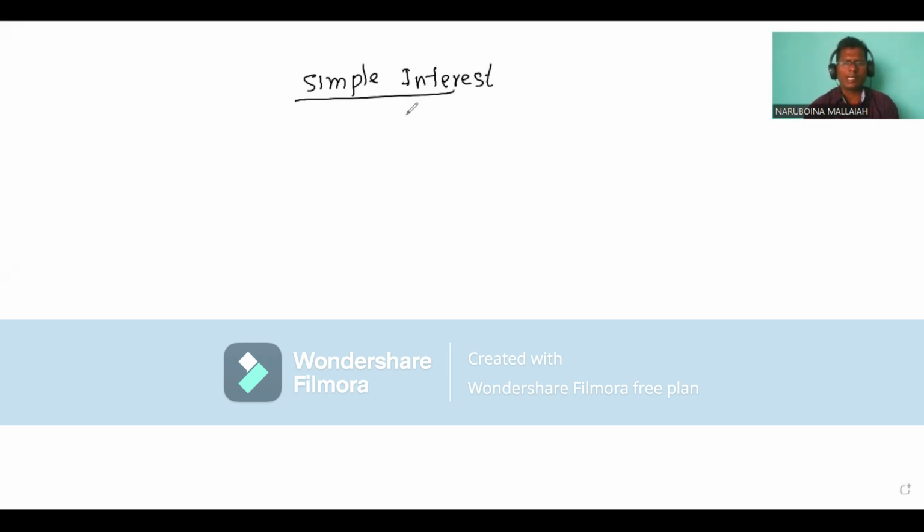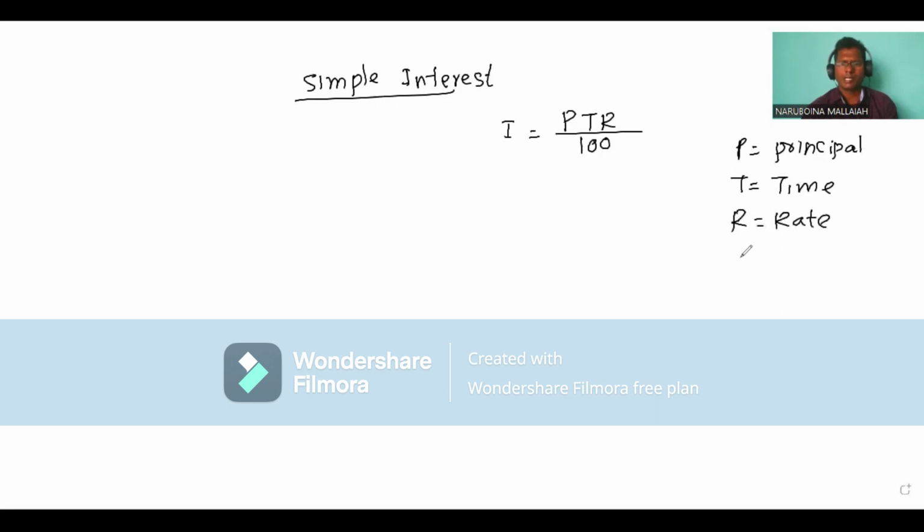Simple interest. To calculate simple interest, we use one simple formula, that is PTR by 100. Here P stands for principal, T for time, and R indicates rate of the interest. I is interest. So I equals PTR by 100. First we write principal, after that time, and after that rate. So there will be only the multiplication symbol between P, T and R.